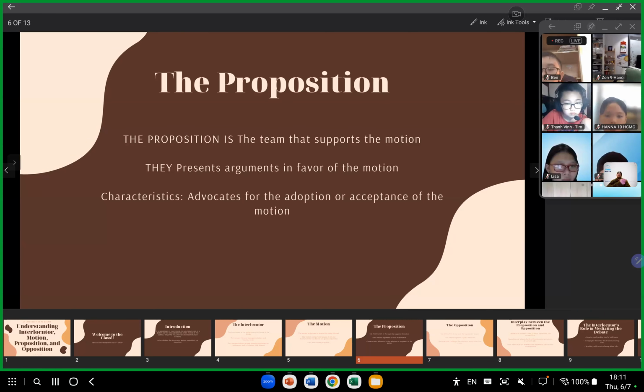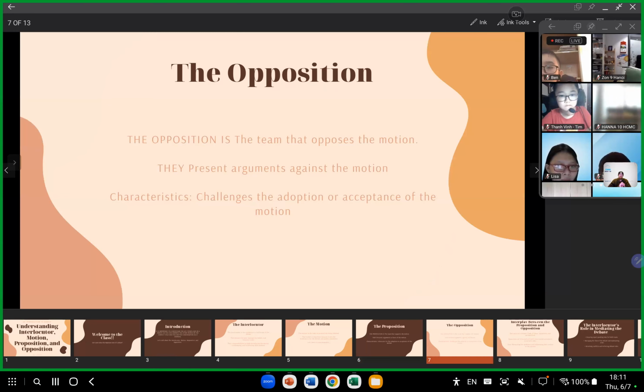And the other team is called the opposition. And the opposition is the team that opposes the motion. They present arguments against the motion. So they challenge the adoption or the acceptance of the motion. So to put that simply, they disagree, and they're going to try to convince you, the audience, to disagree with the motion as well.